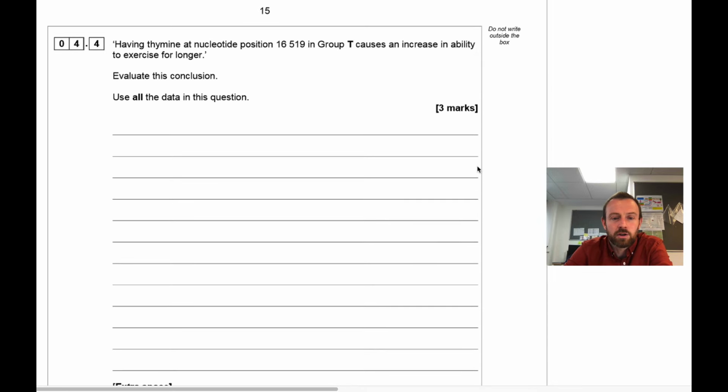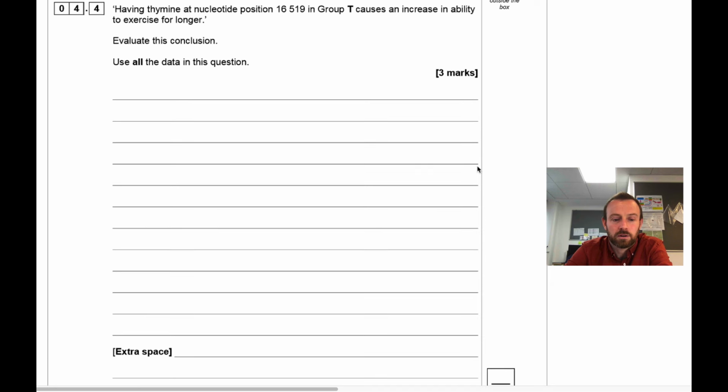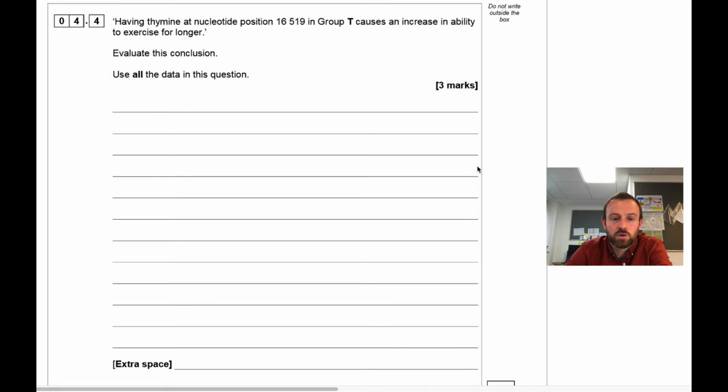Having thymine at nucleotide position 16519 in group T causes an increase in ability to exercise for longer. Evaluate this conclusion. Use all the data. This is a lovely evaluate one, isn't it? Okay, so first, causes. If you've got that word causes, no statistical test is definitely going to be on the mark scheme.